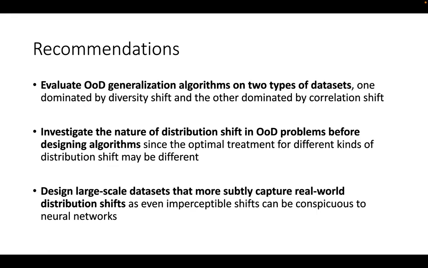We conclude our presentation with 3 recommendations for future research. First, evaluate OoD generalization algorithms on 2 types of datasets, one dominated by diversity shift and the other dominated by correlation shift. Second, investigate the nature of distribution shift in OoD problems before designing algorithms, since the optimal treatment for different kinds of distribution shift may be different. Third, design large-scale datasets that more subtly capture real-world distribution shifts, as even imperceptible shifts can be conspicuous to neural networks.